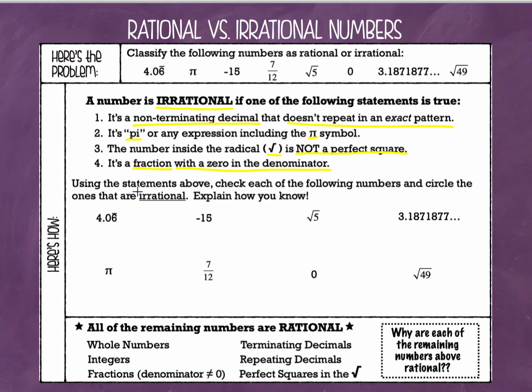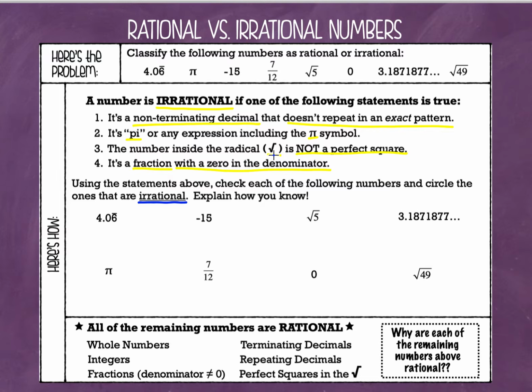All right, let's go through. We're going to use the statements above. We're going to check each of the following numbers and circle the ones that are irrational. So based on what we just learned with these four types of irrational numbers, let's look at these eight numbers and pick out the ones that are irrational. Now, I'm going to go backwards on the list. Let's start with the fractions that have a zero in the denominator. I don't see any fractions that have a zero in the denominator. I see 7 twelfths, but that doesn't have a zero, so that's okay.